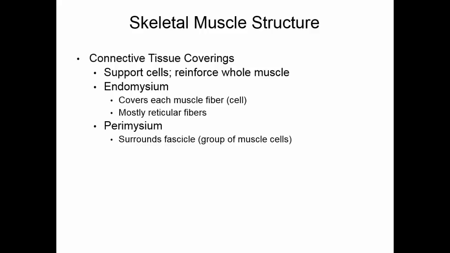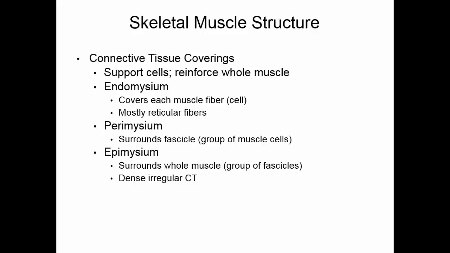Muscles are arranged in groups of muscle cells known as fascicles, and each fascicle is surrounded by its own connective tissue sheet known as the perimysium. The epimysium surrounds the entire muscle, all of the bundles of fascicles that make up the muscle. This is a dense, irregular connective tissue. And then we have the deep fascia.